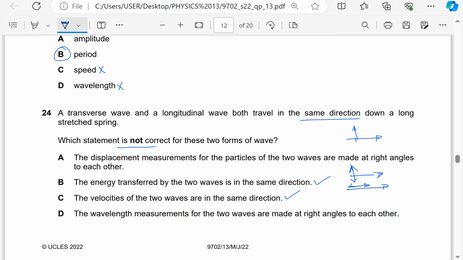Then the wavelength measurements for the two waves are made at right angles to each other. Okay, of course, for wavelength, if this is a transverse wave from the rope, the wavelength is measured in this direction.